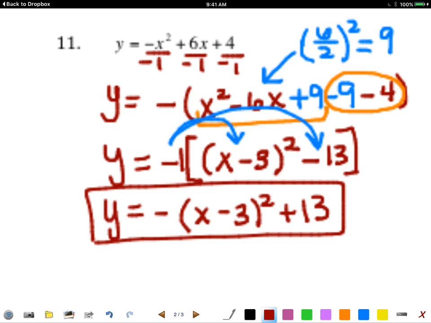What is that parabola going to look like? It's going to be hanging upside down. It's going to be sad.